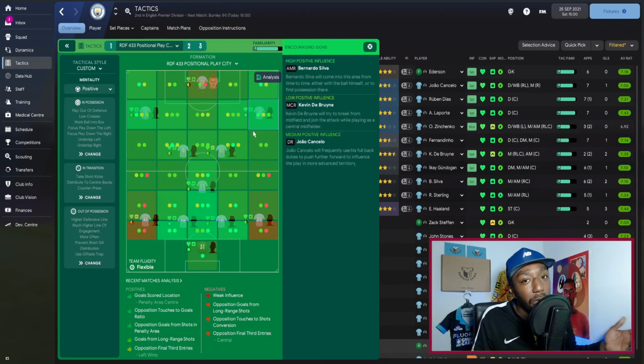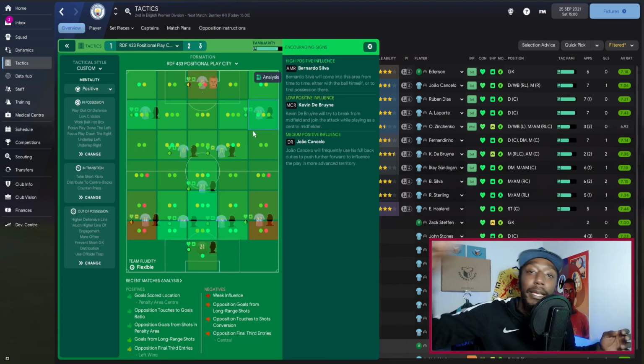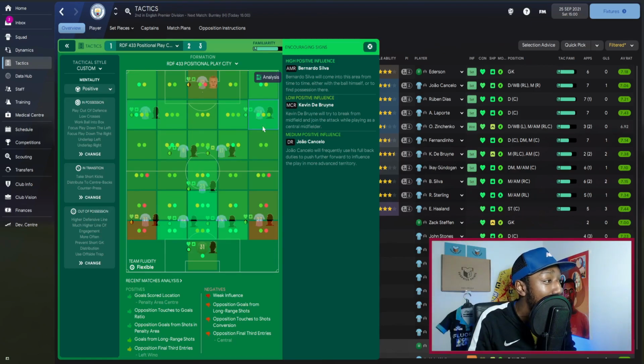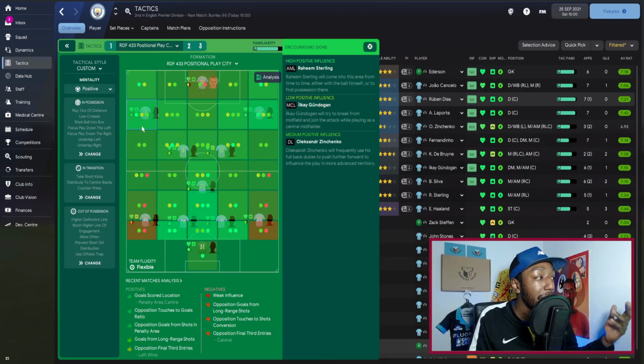Now for Pep Guardiola, when we spoke about not having 3 players operating on the same horizontal line and 2 players in the same vertical line, we can kind of use this, I would say. So for example here on the left hand side, we have a high positive influence, which is Raheem Sterling. We don't necessarily want to have 2 high positive influences in the same area or zone.